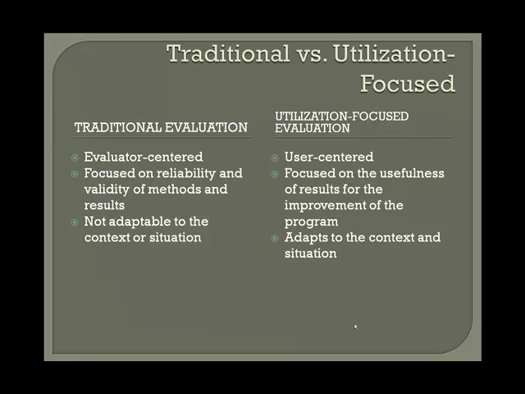Another difference between the two types of evaluation practice is that the traditional evaluation tends to be focused on reliability and validity of methods and results. In other words, the principles of science is the top priority in traditional evaluation. Evaluators are concerned with making sure that it is actually the program, which is usually labeled as the independent variable, that influences the outcome, or the dependent variable. And the outcome usually is the intended outcome behavior. For example, if the program is for prevention of smoking, the outcome behavior that they will be looking at would be not smoking or avoiding smoking.